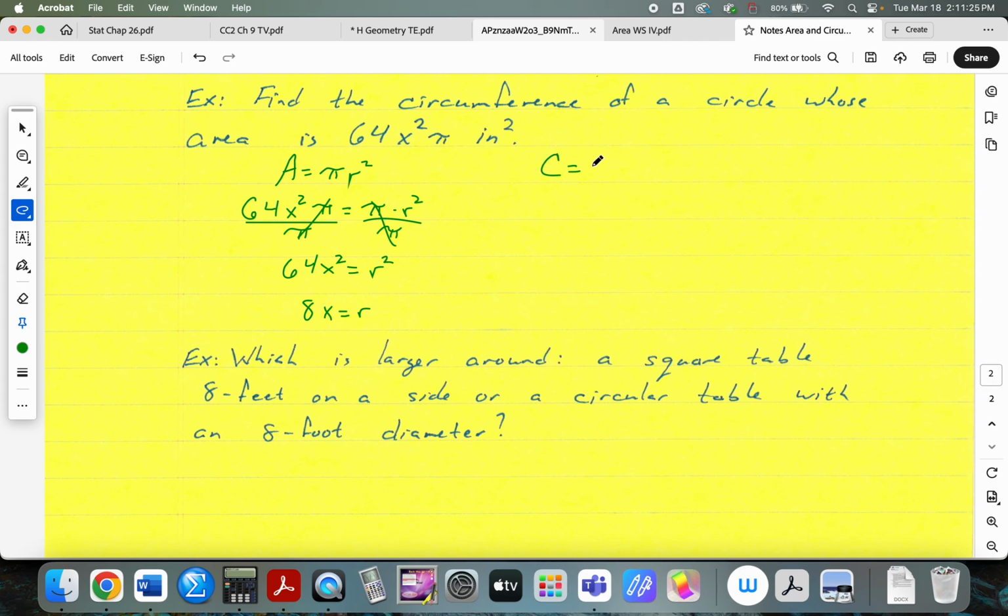So then the circumference, since I have the radius, I'm going to use the 2 pi r formula. So it'll be 2 times pi times 8x, which is 16x pi. Again, circumference is not squared or cubed, it's just whatever the units are.